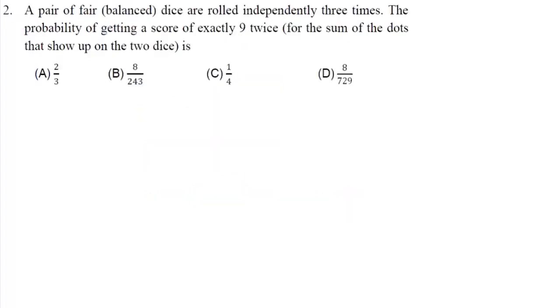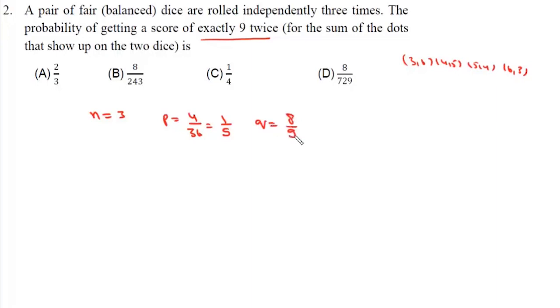Now the next question is a pair of fair dice are rolled independently 3 times. So in this case we have n equals 3. The probability of getting a score of exactly 9 twice. Getting the sum exactly 9, that is your success. And the probability of success will be, now we'll get 9 when we have 3 and 6, or 4 and 5, 5 and 4, and 6 and 3. So this probability will be 4 by 36 or 1 by 9, and the probability of failure will be 8 by 9.